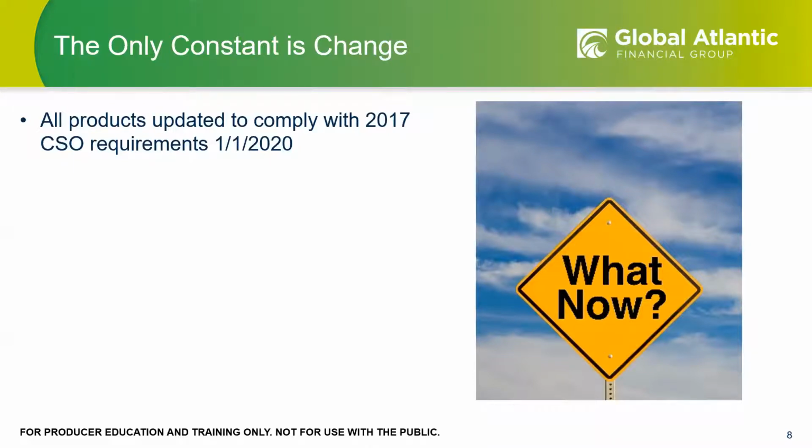So we're going to spend a little bit of time talking about that and how that has affected product design, in particular, multiplier products. The other thing that we see constantly changing is caps and participation rates depending on the product, and how that really impacts a product's competitiveness, as well as, what is your client really getting? So I want to talk a little bit too about caps and participation rates.